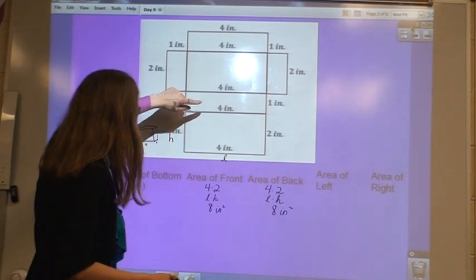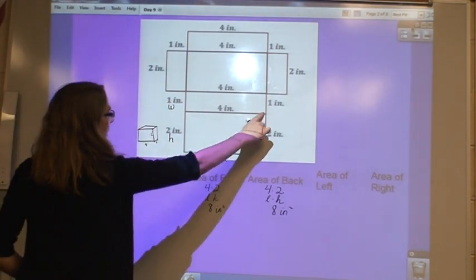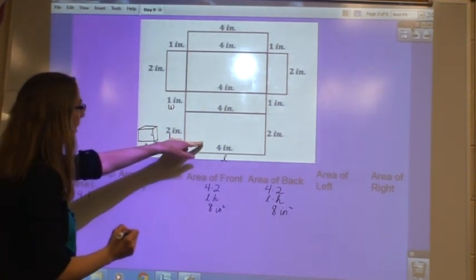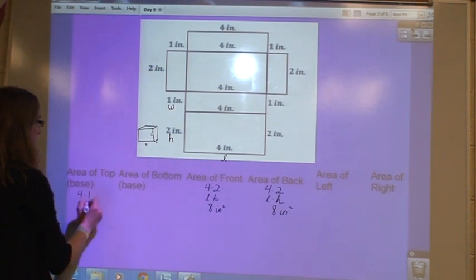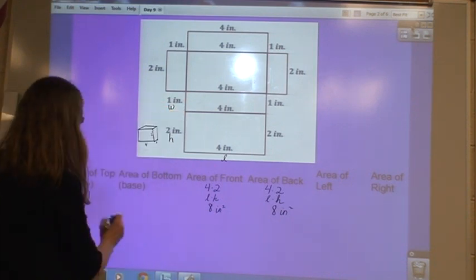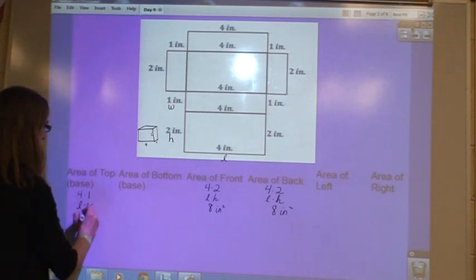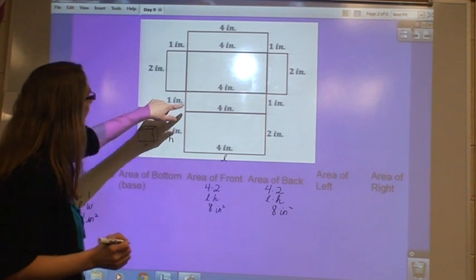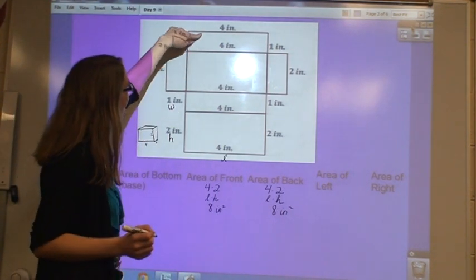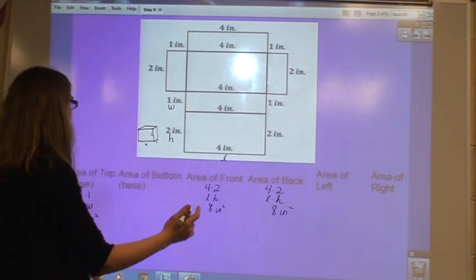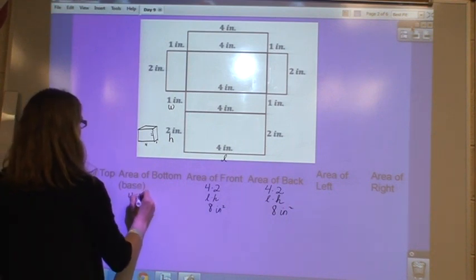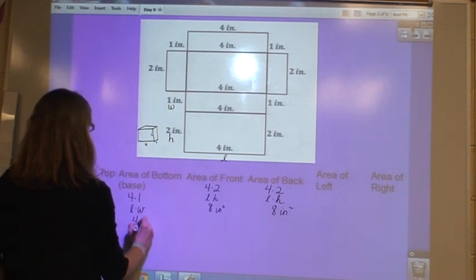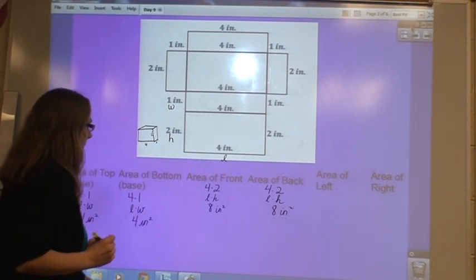Now, if I'm looking at the bottom and the top, it's going to be the 4 times the 1, so that's my length times my width, and that's going to be 4 inches squared. Now the bottom is going to be opposite it, so if this is my top, that's going to have to be my bottom, because it would be the opposite one when I fold it. So it's going to be the same thing, 4 times 1, which is the length times the width, and it's going to be 4 inches squared.